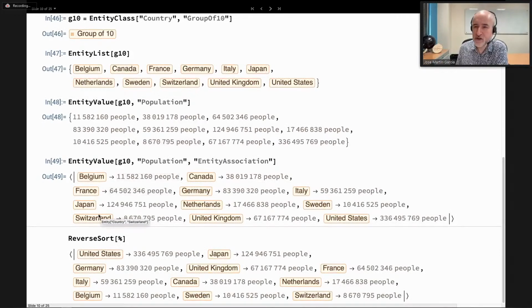We can now do operations on these associations. For example, let's sort the association in reverse order, so from largest to smallest, and this is what we get. So of the G10 countries, the largest in terms of population is the United States, and the smallest is Switzerland.